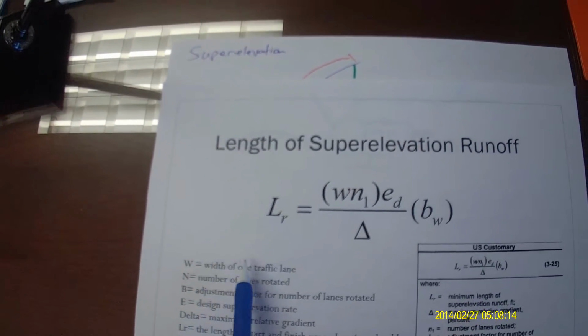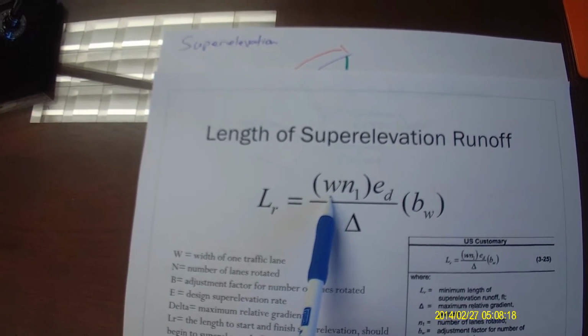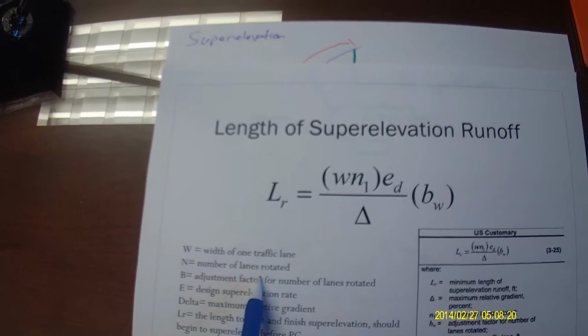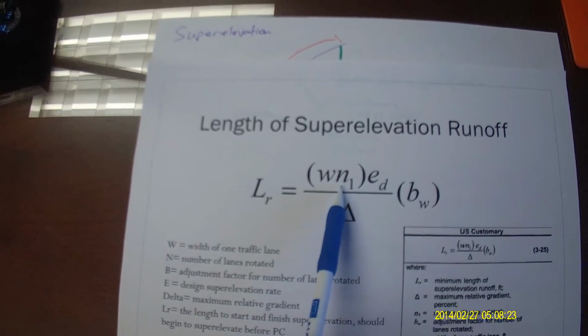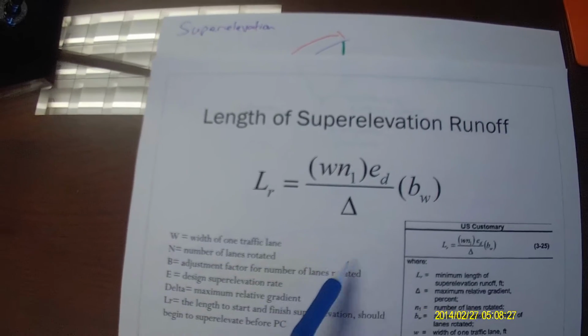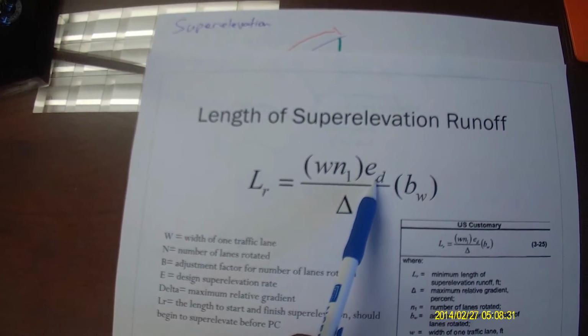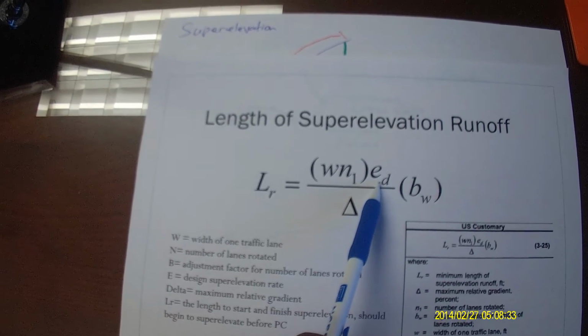So you have your width of one traffic lane, that's your W. Okay, and usually that's going to be 12, right? The number of lanes rotated, the number of lanes that you will be rotating to reach that super elevation. And then your E sub D is basically your super elevation that's represented in percent.